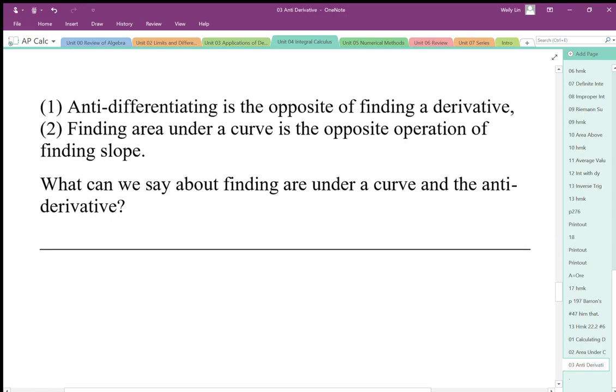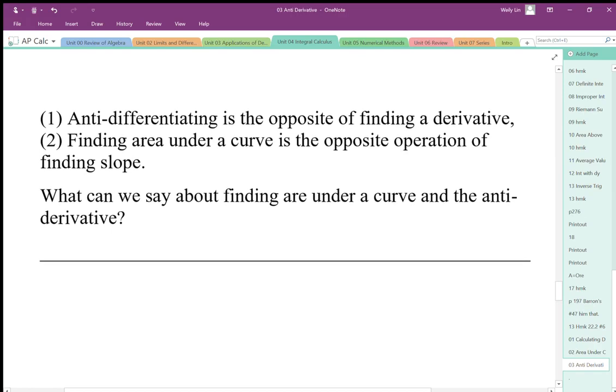So again, in general, anti-differentiating is the opposite of differentiating, okay, the derivative. So that's a general idea we want to just make sure we understand. We also looked at before that the area under the curve has something to do with this antiderivative. And we also want to then relate finding the area under the curve as the opposite of finding slope. Okay, so they're essentially opposite operations. So the derivative and integral are opposite operations.